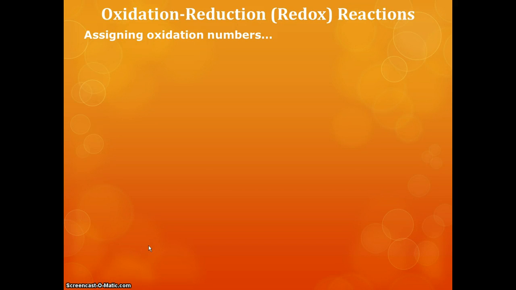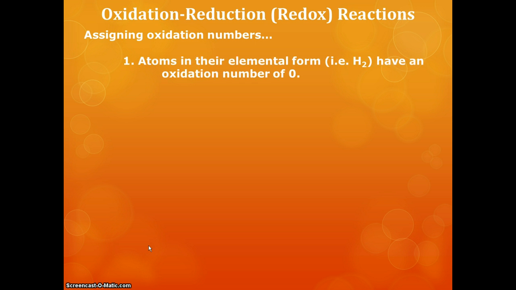This presentation will discuss how to solve oxidation reduction reactions and to balance them using the half reaction method. The first thing that we need to do in this process is to assign oxidation numbers. This means to decide what the charge of an atom in a particular compound is. There are some rules that we follow to do this, and so we'll list those out before we get started.